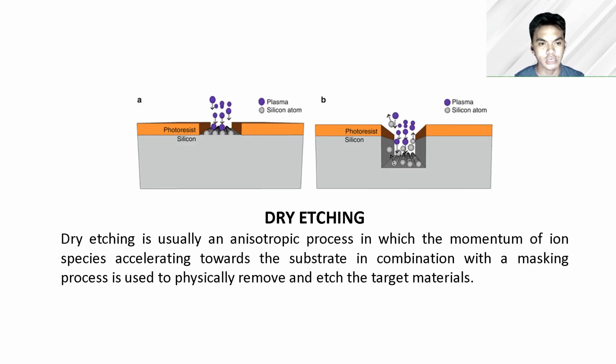Next is dry etching. Dry etching can be divided into three different types. The first is chemical etching, which uses etching gas, mainly hydrogen fluoride. Like wet etching, this method is also isotropic, which means that it is not suitable for fine etching.